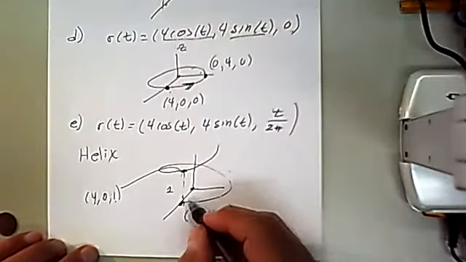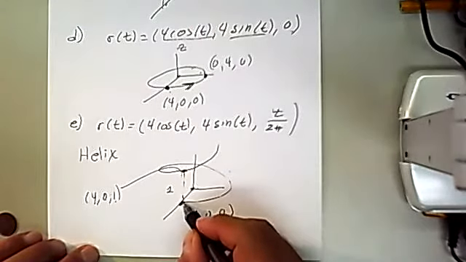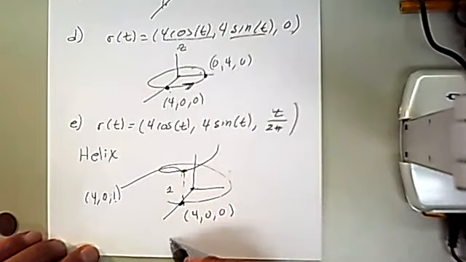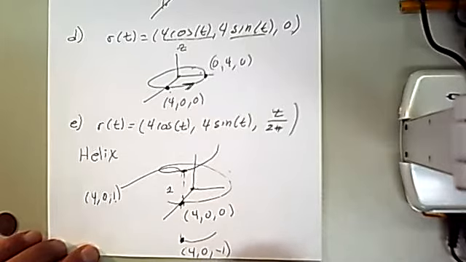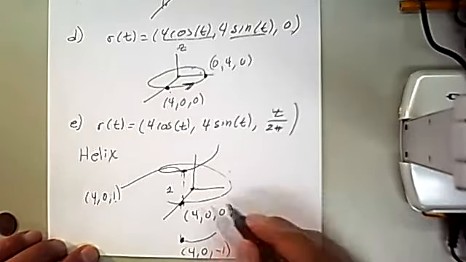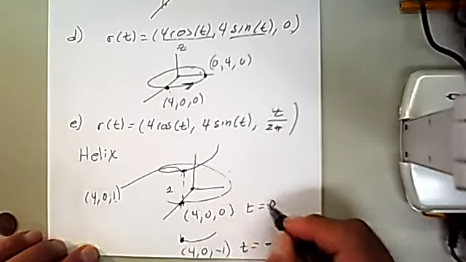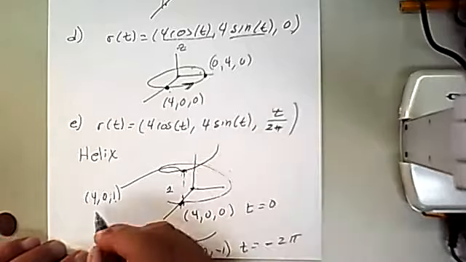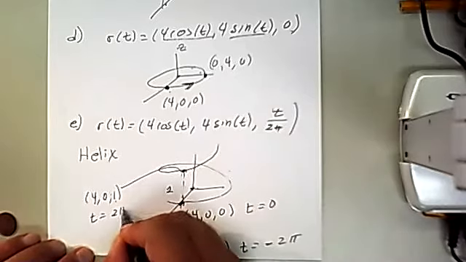If you go in the reverse direction, then we're going to go down here. And by the time we come back, we're going to be lining up here. And so this point would be 4, 0, -1. And that happens when t is equal to -2 pi. This point happens when t is equal to 0. This point happens when t equals 2 pi.